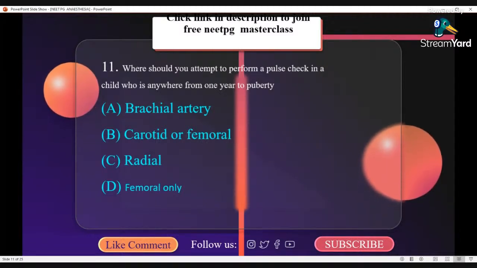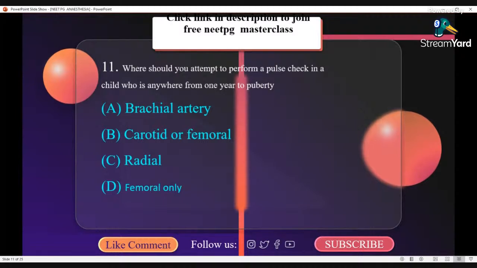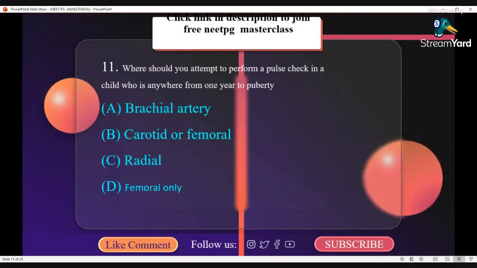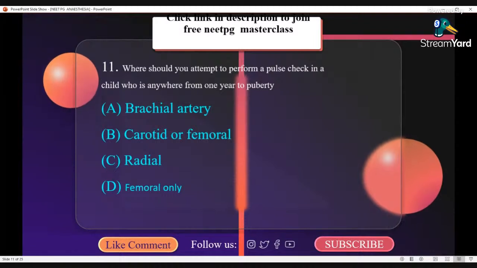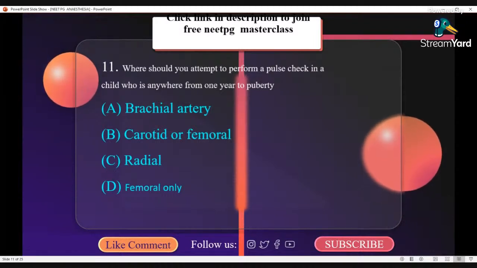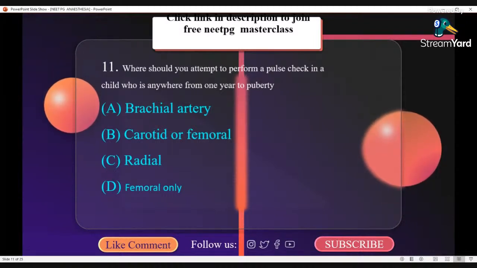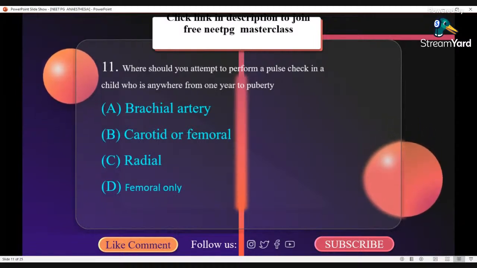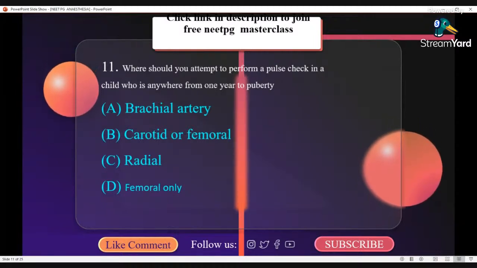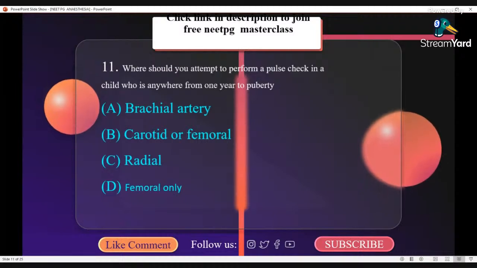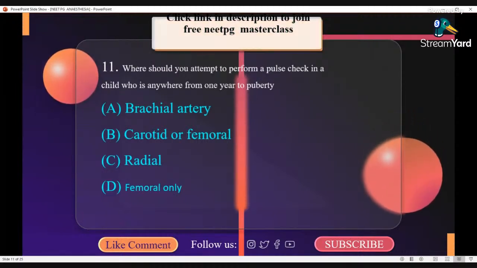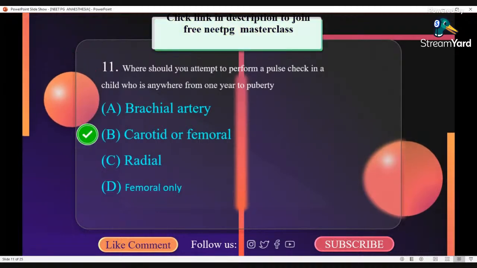The ulnar artery is not used to perform pulse check. The temporal artery is not used to perform pulse check. So they don't use the temporal artery, they don't use the ulnar artery. Carotid and femoral arteries are used to perform pulse check from 1 year to puberty. So the correct option here is B, carotid or femoral artery.